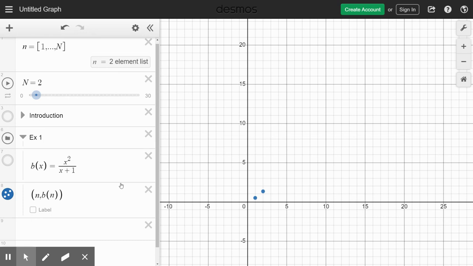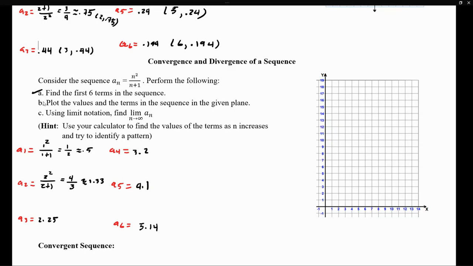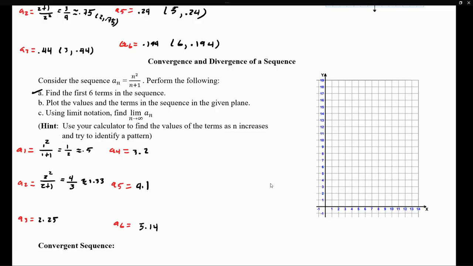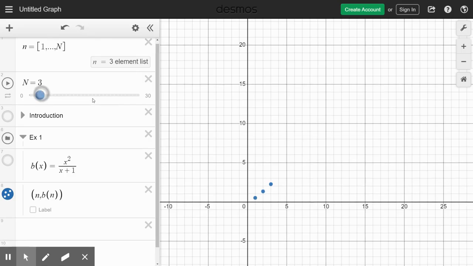So now let's keep plugging more terms in the sequence. So let's plot the third term. We got it there, which should have been (3, 2.25), seems about there. So 1, 2, 3, 2.25. That's fine. Now let's get the fourth, the fifth, and the sixth.